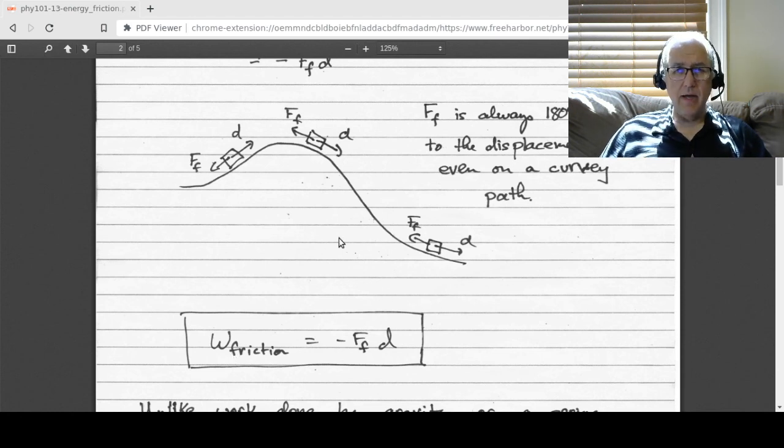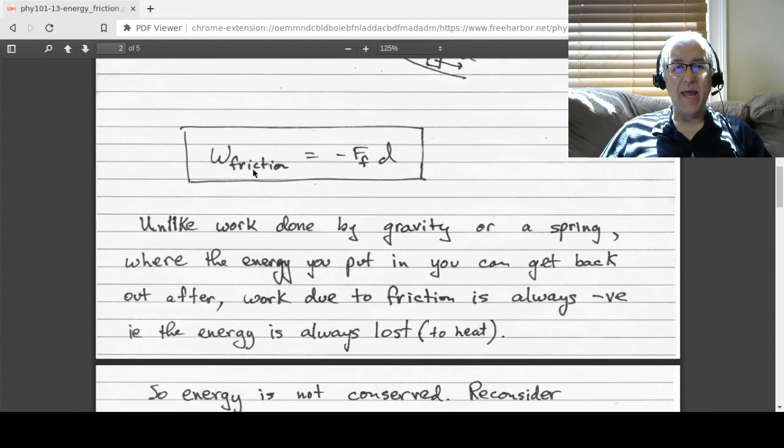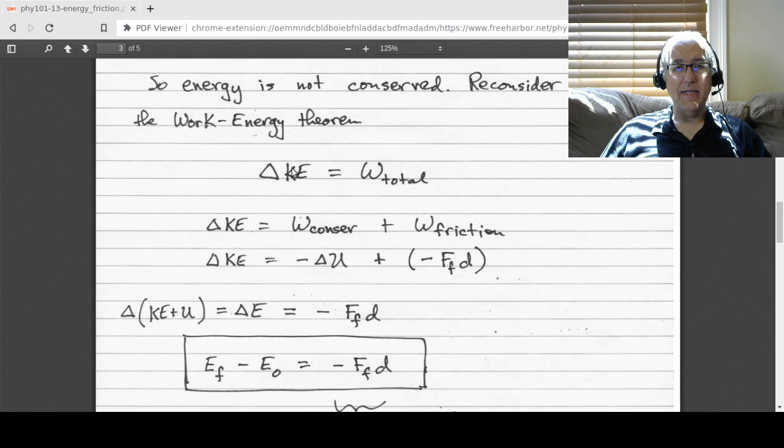Now, this is a gross simplification, but it's good enough for our purposes. Again, if you really wanted to do this correctly, you'd have to use a much more complicated technique of vector calculus, and we're just not going to go there. Okay, so now what? Well, now that we have this work due to friction, we can plug it in above, where we had that the change in the kinetic energy was equal to the total work. That was the work energy theorem.